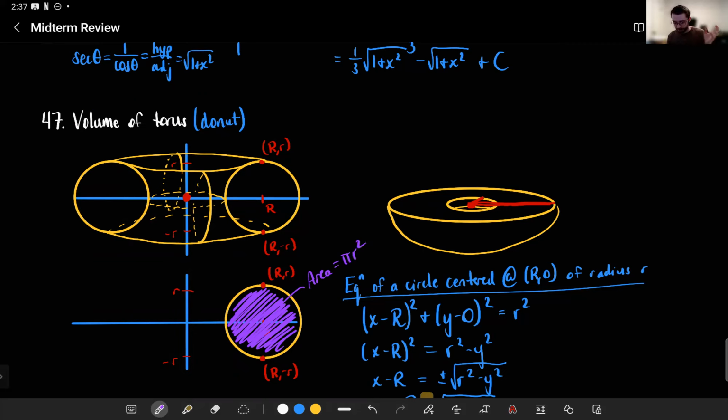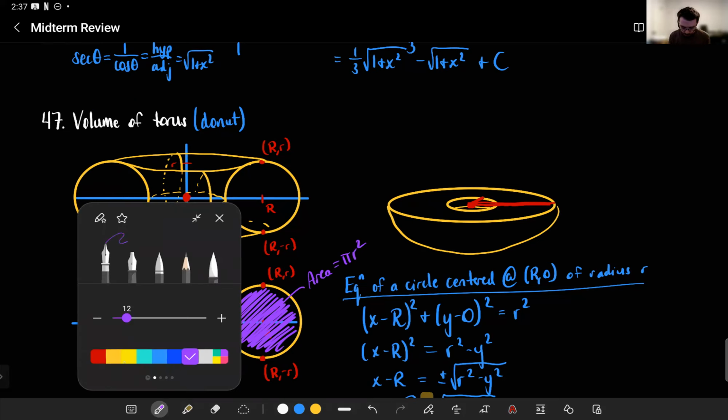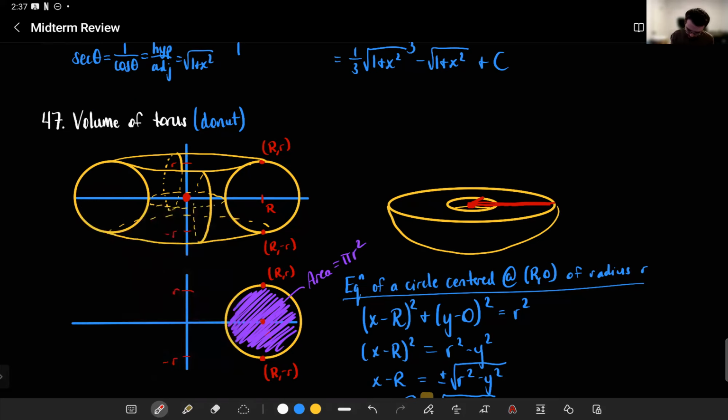is actually pi little r squared. And what did we do with that circle? We revolved it around the y-axis. So if you watch what happens to this center point, the center of the circle traces out a circle as it goes around the y-axis.